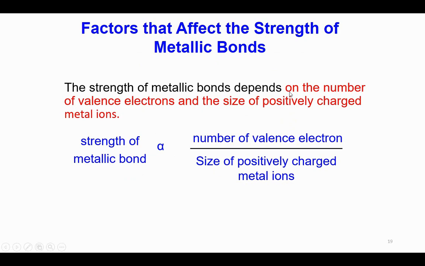The strength of metallic bond depends on the number of valence electrons and size of positively charged metal ions. So elements in the same period, you have to compare in terms of the valence electron. But elements in the same group, you have to compare in terms of the size. The higher the number of valence electrons, the stronger the metallic bond. Therefore, the higher the boiling point. But for elements in the same group, the smaller the size, the stronger the metallic bond and the higher the boiling point.